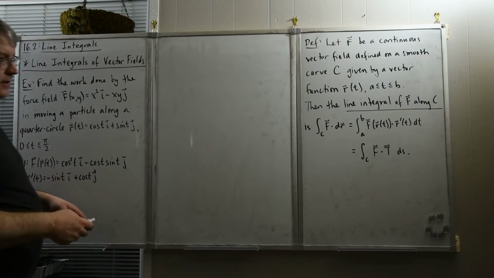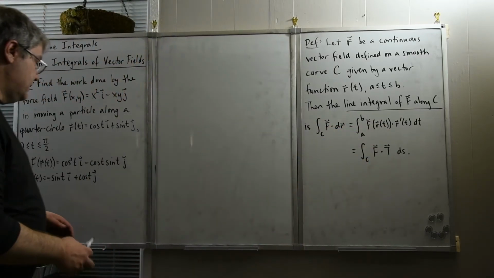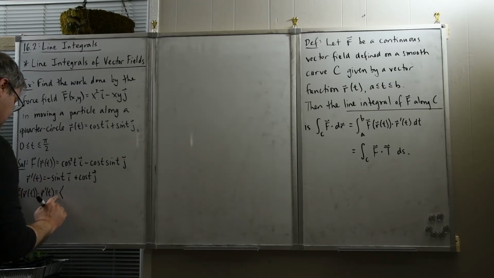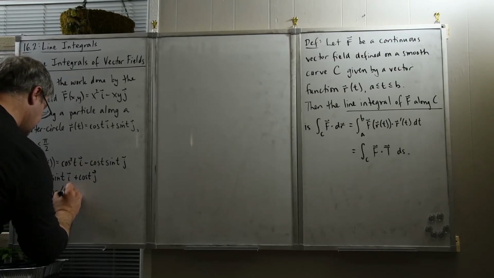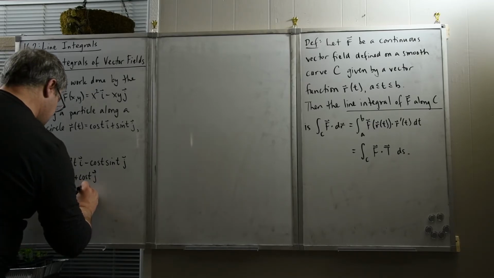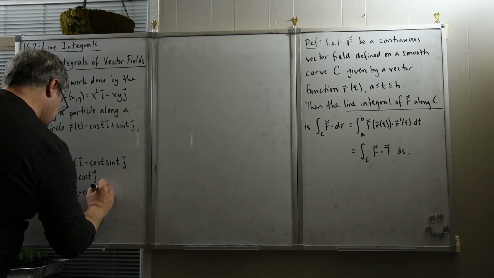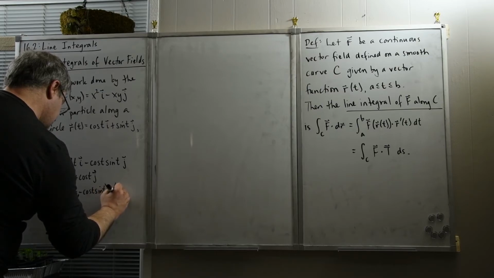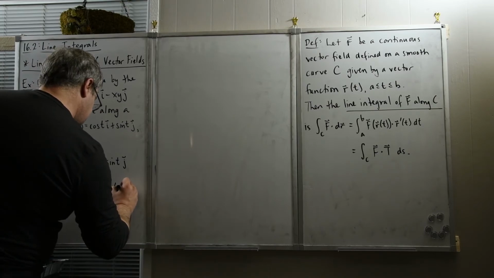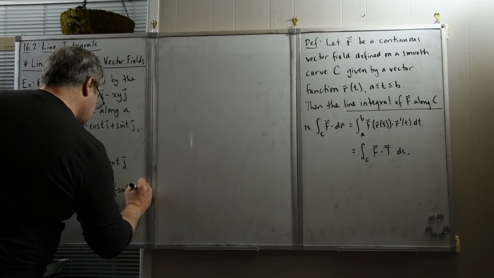Now, according to the formula we see here, we're going to need to take the dot product of these two. And so we're going to have F of r of t dotted with r prime of t. I'm going to write just a little different form here. So cosine squared t is going to be our first component of F of r of t. Negative cosine t sine t will be our second component. And we'll dot that with r prime of t. So we'll have a negative sine t as the first component, cosine t as the second component.